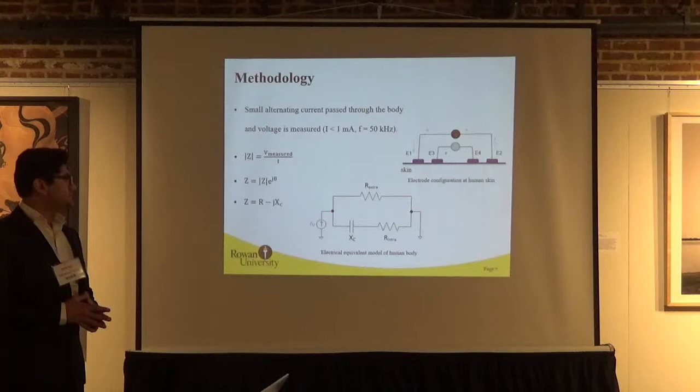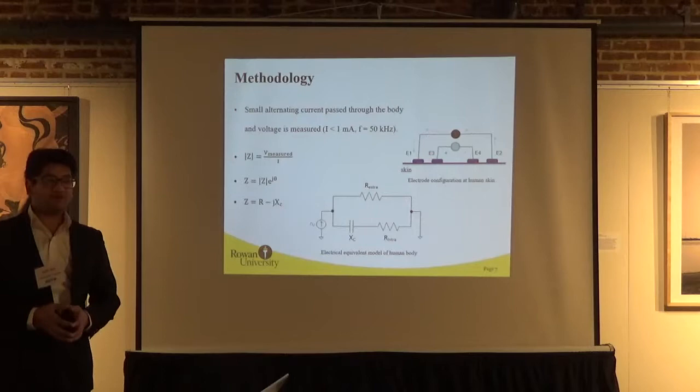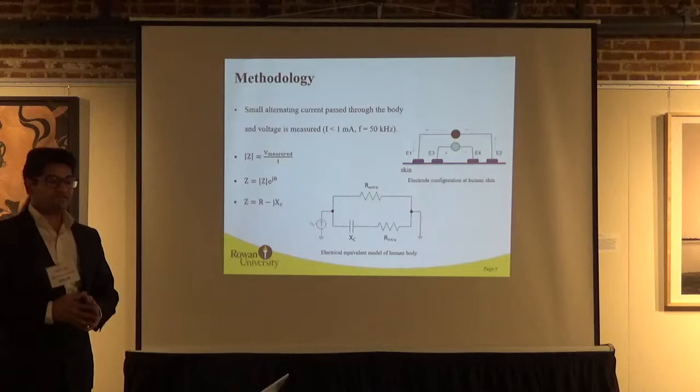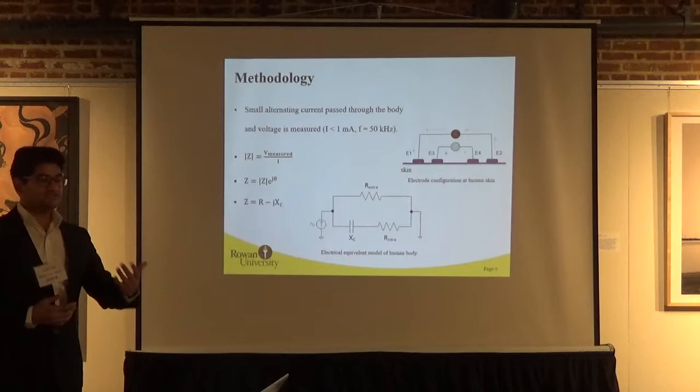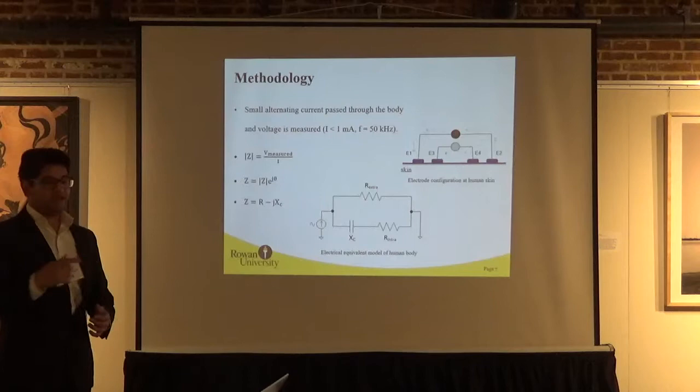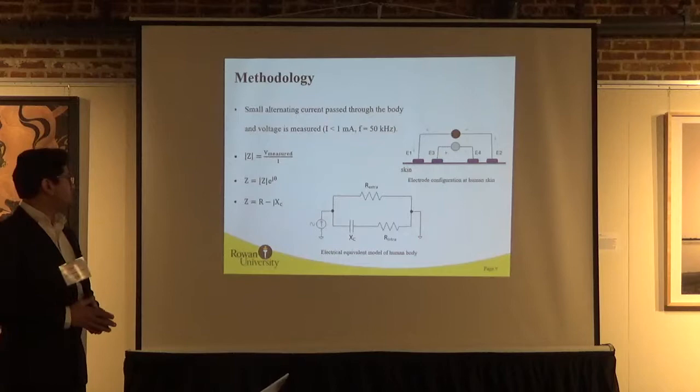In bioelectrical impedance analysis, a very small and safe amount of electrical current is passed through the human body, typically less than 1 milliamp at a high frequency of 50 kilohertz, so that it can pass through almost all the cells. A known amount of current is passed through the body and the voltage is measured. Using Ohm's law, the measured voltage divided by the known current gives the magnitude of impedance. The next step is to find the phase difference between the supplied signal and the measured signal. Once that is determined, we can find the impedance of the human body, which comes in a Cartesian form with one component as resistance and the other as reactance.